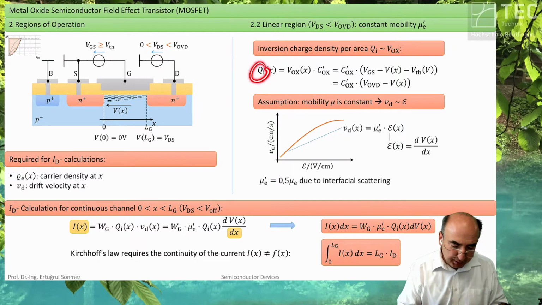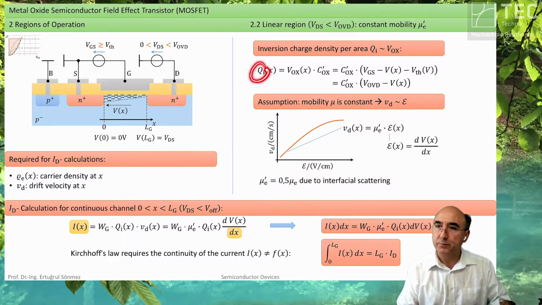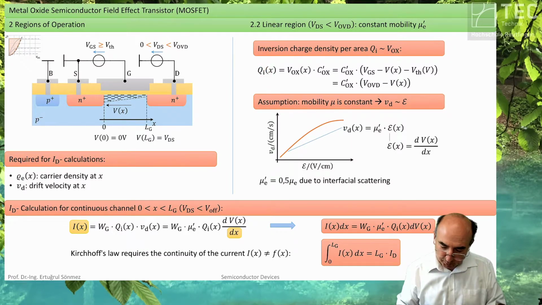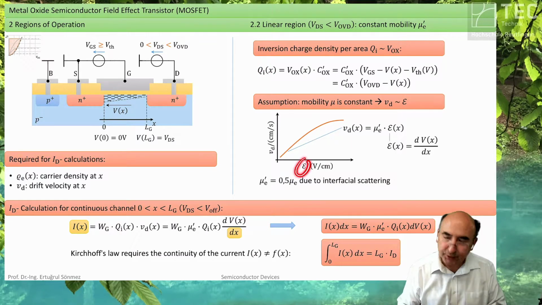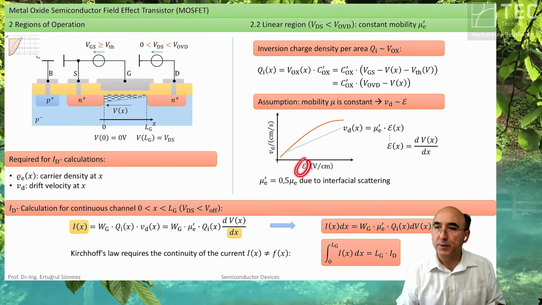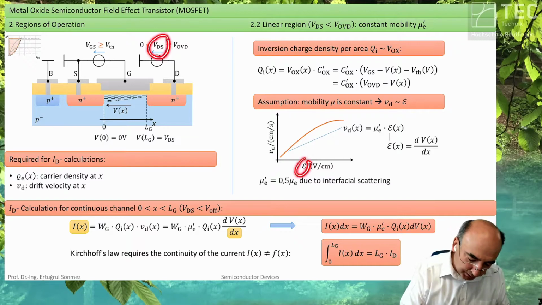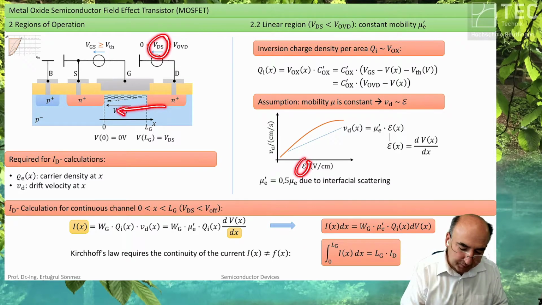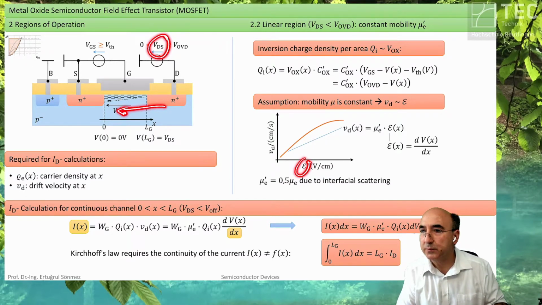With the charge needs to be transported. How? By applying an electric field. Who is applying the electric field? You are applying the electric field by applying a voltage.